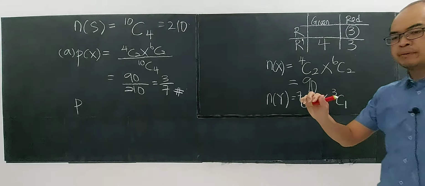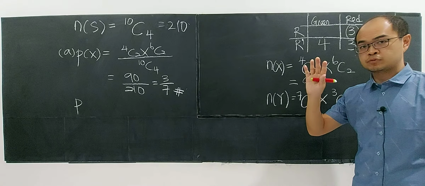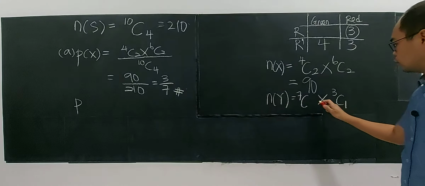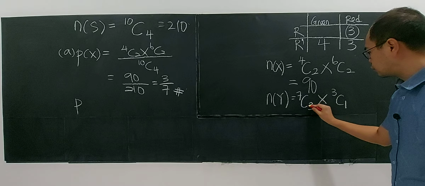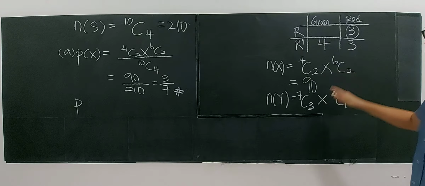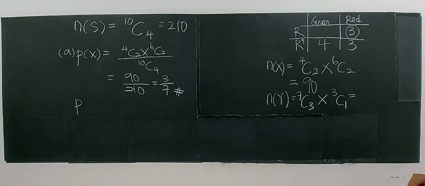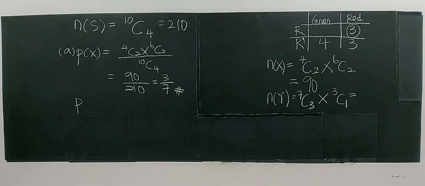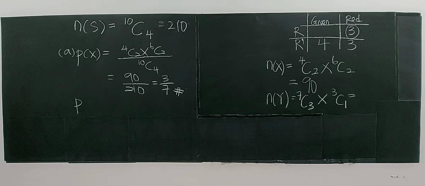So how many apples do you want? You want to select 4 apples. 1 is rotten, so you need another 3 good apples to make it 4 apples. So 7 good apples, choosing 3. So you are getting 105.